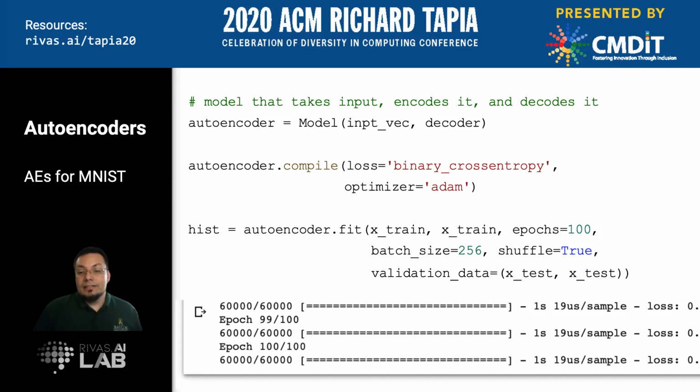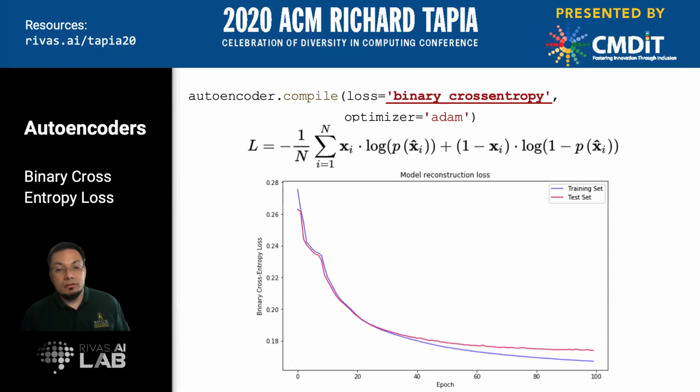So we're going to train this for 100 epochs with a batch size of 256. We're going to shuffle data, and we're going to do validation data, X-test, so we can report and see the results on validation data. So after we train this for 100 epochs, this is going to show a curve like the following.